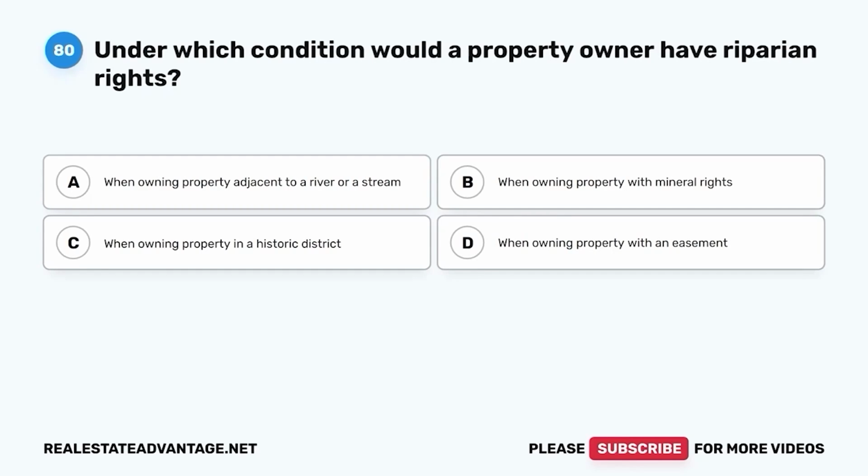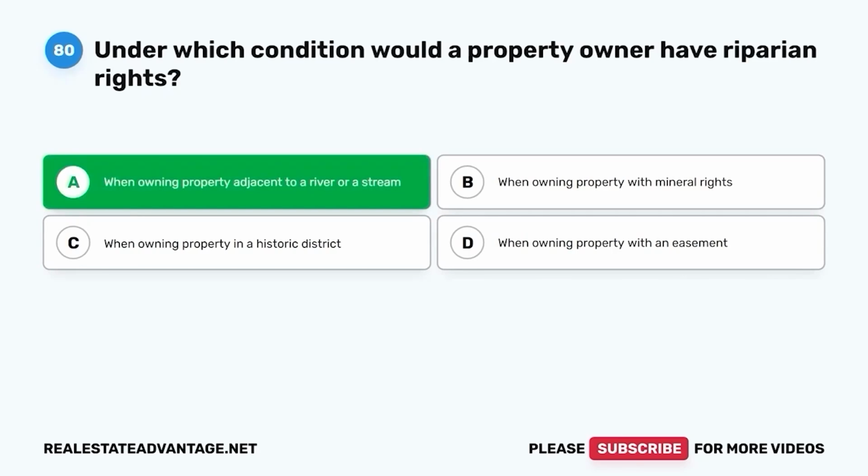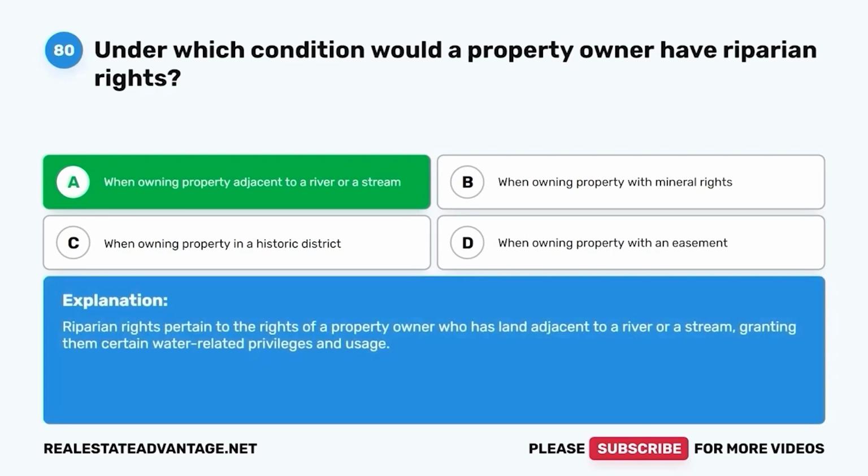Question 80. Under which condition would a property owner have riparian rights? A. When owning property adjacent to a river or a stream. B. When owning property with mineral rights. C. When owning property in a historic district. D. When owning property with an easement. The correct answer is A. When owning property adjacent to a river or a stream. Riparian rights pertain to the rights of a property owner who has land adjacent to a river or a stream, granting them certain water-related privileges and usage.